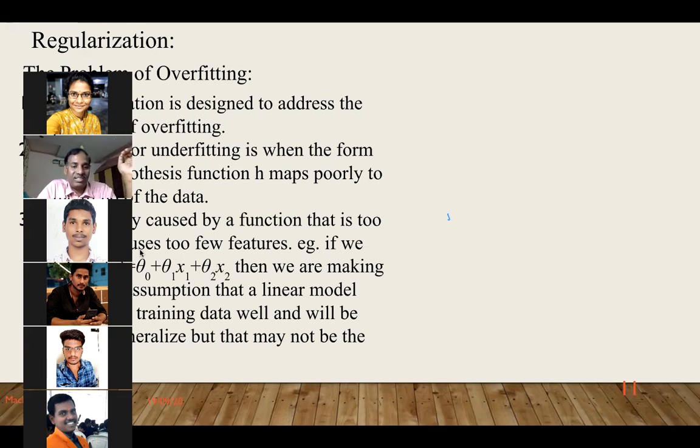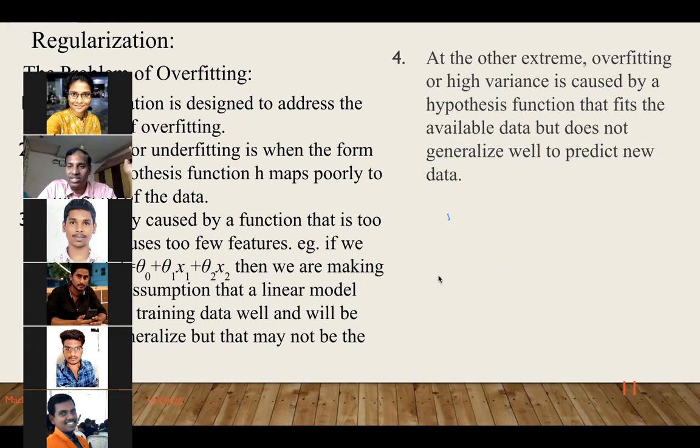So one assumption is we use a very simple function to predict, and that is doing good on the training data set. Some complexity in the function might be there that we are missing. That's why we need to include some complexity in this simple hypothesis function.